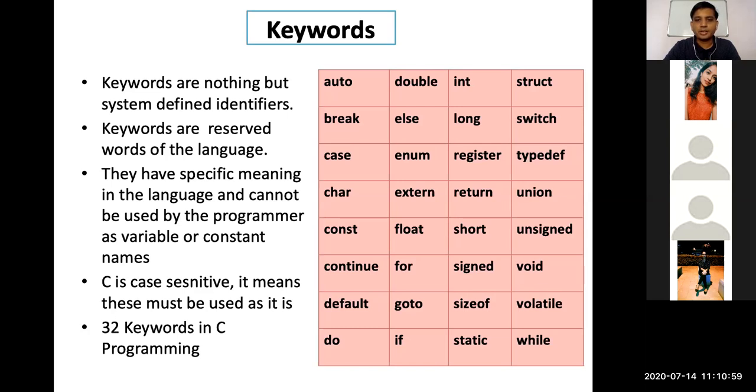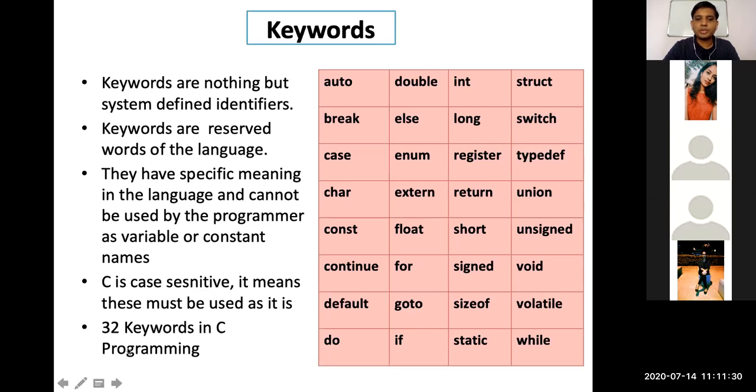You know that C language is a case-sensitive language. Case sensitive means capital A and small a are both different. So char in small case is the keyword, but if you put capital C and the remaining small, then this is not a keyword. All keywords are defined in small case letters. C language is case sensitive, so we have to write the program very carefully.